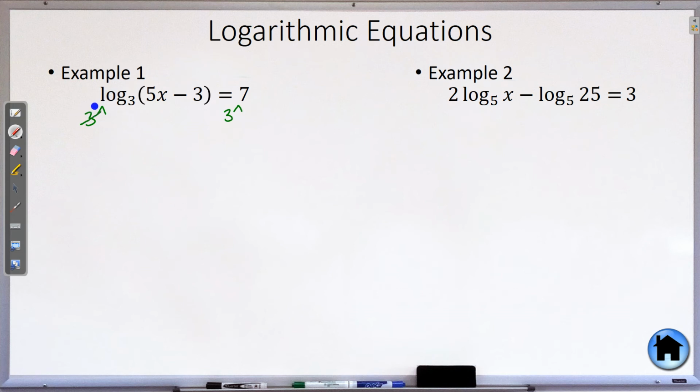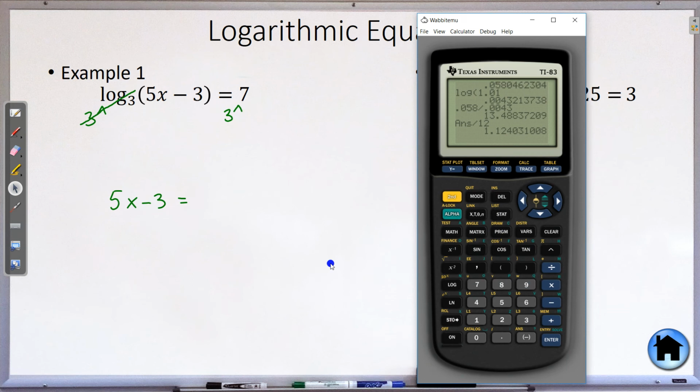The 3 and the log base 3 cancel out, and you're left with 5x minus 3 is equal to 3 to the 7th on the other side. That's a really big number. So let's do that on the calculator. 3 raised to the power of 7 is 2,187.